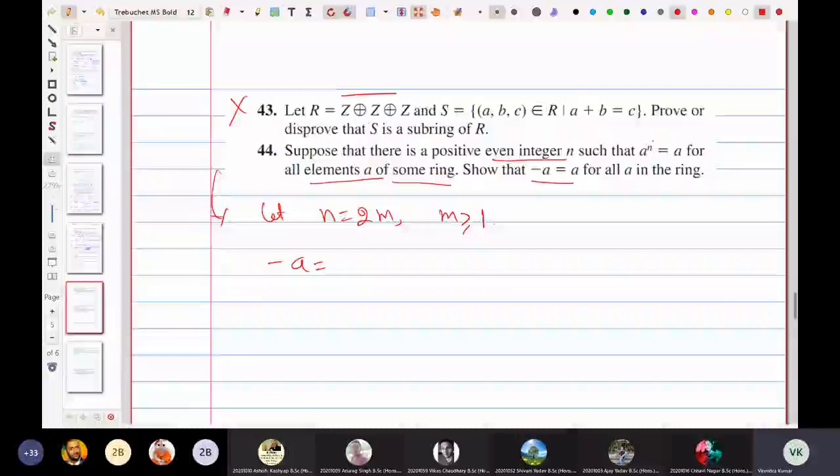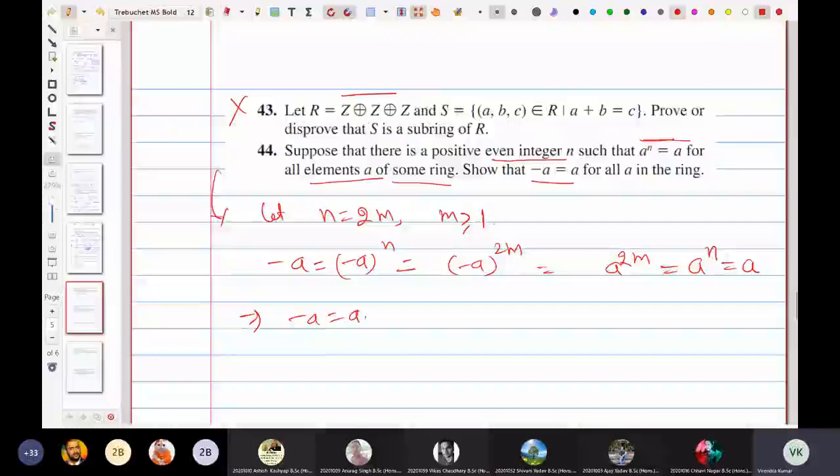Because this holds for all elements, we can write minus a to the power n, and this is nothing but minus a to the power 2m, which equals a to the power 2m, which is a to the power n, and this equals a. Here it is given. So what we have is minus a equals a.